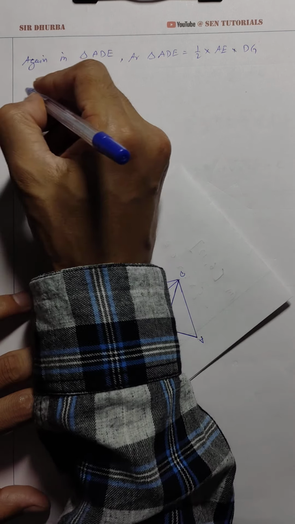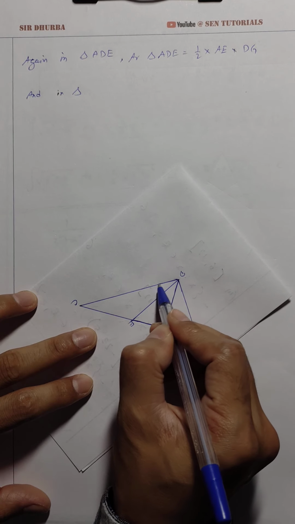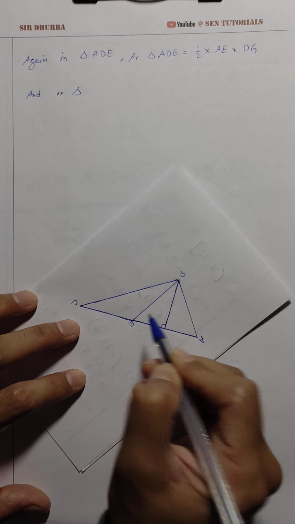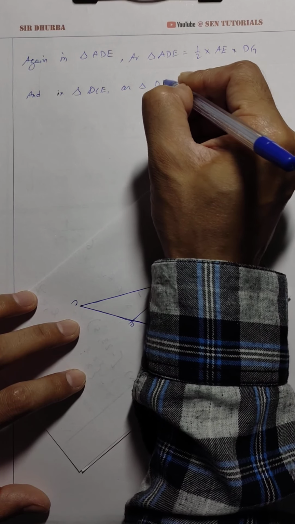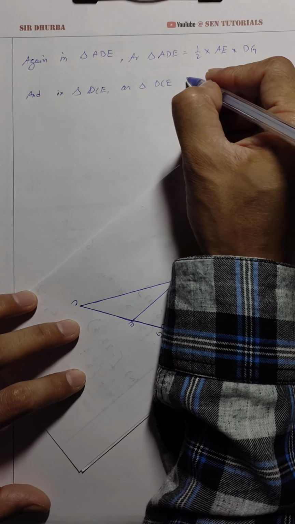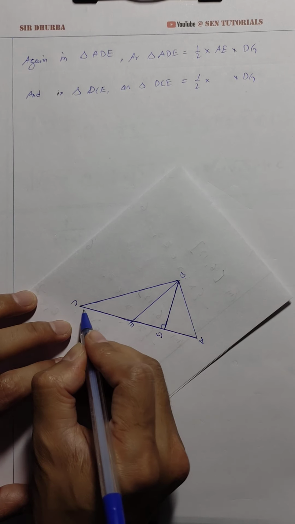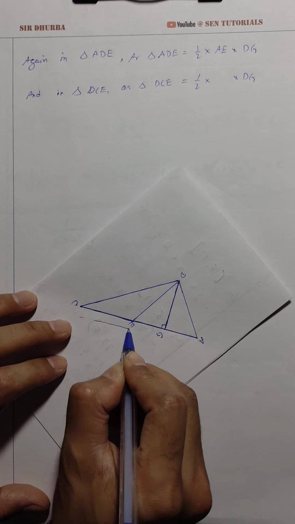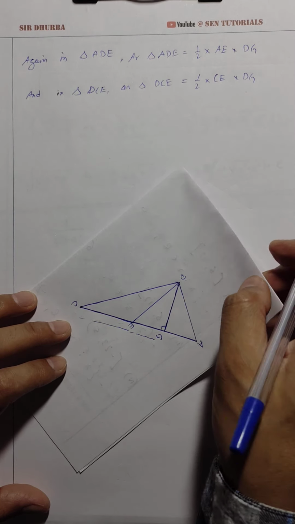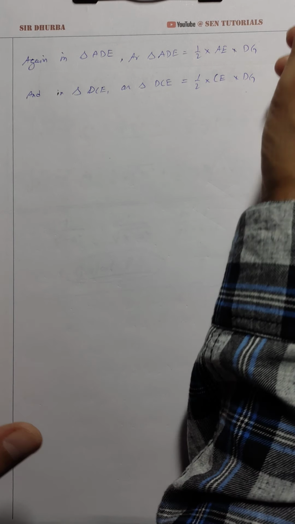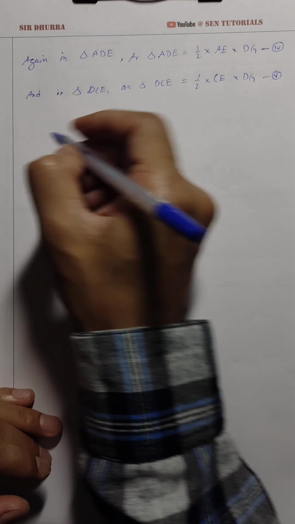AE. All right. And in triangle, let's go for now, DCE. Area of triangle DCE would be half into height DG. So base of course would be CE, or the extended side of CE, that is CG. So we are just going to need CE. So maybe I'll just mark, no problem, 1, 2, 3. So this one I'll mark as equation 4 and this one I'll mark as equation 5.